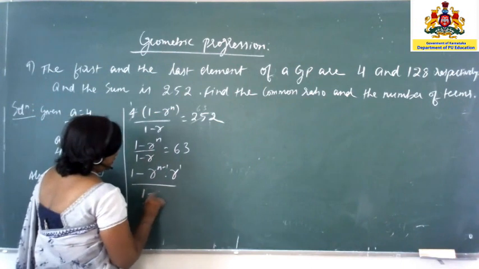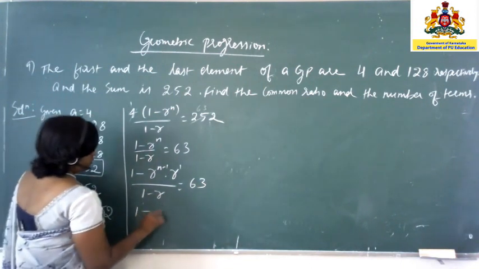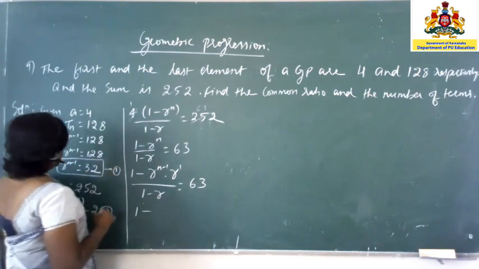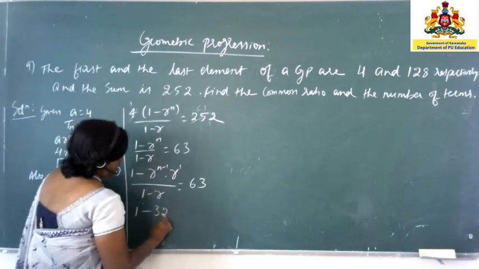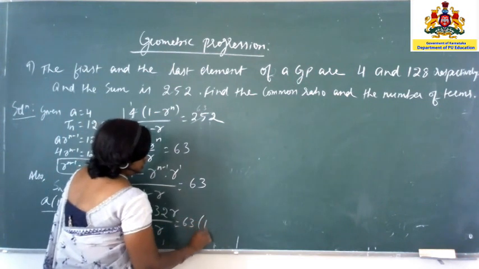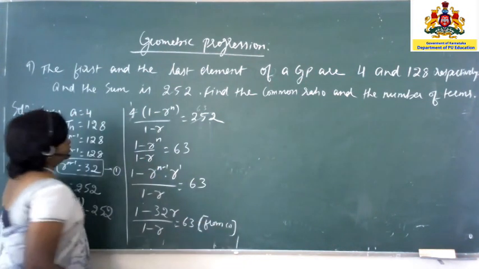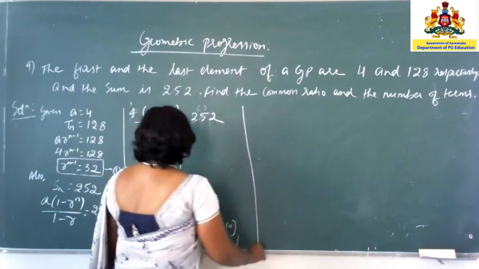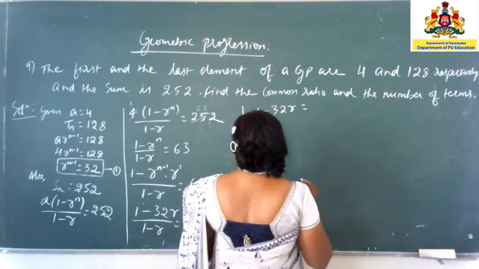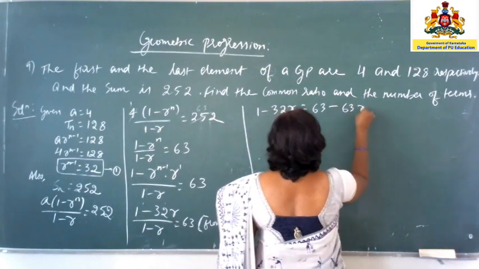So 1 minus r to the power of n, divided by 1 minus r, is equal to 63. So r to the power of n minus 1 is 32, so 1 minus 32r divided by 1 minus r is equal to 63. That is from 1. Okay, so now cross multiply: 1 minus 32r is equal to 63 minus 63r.